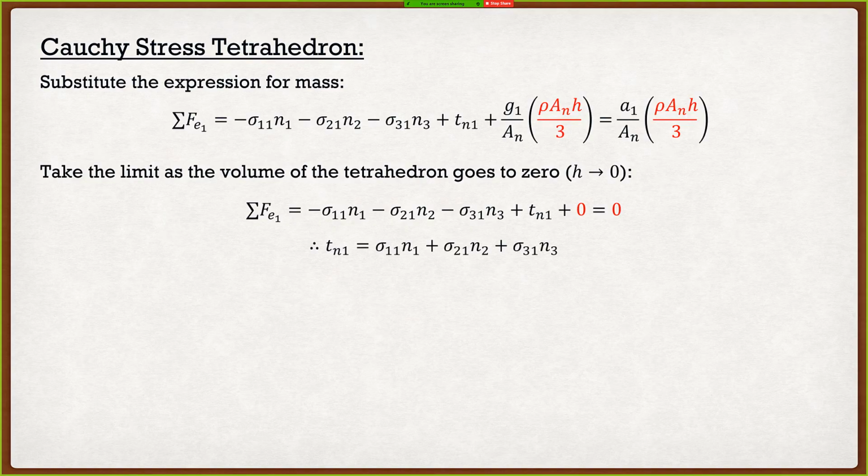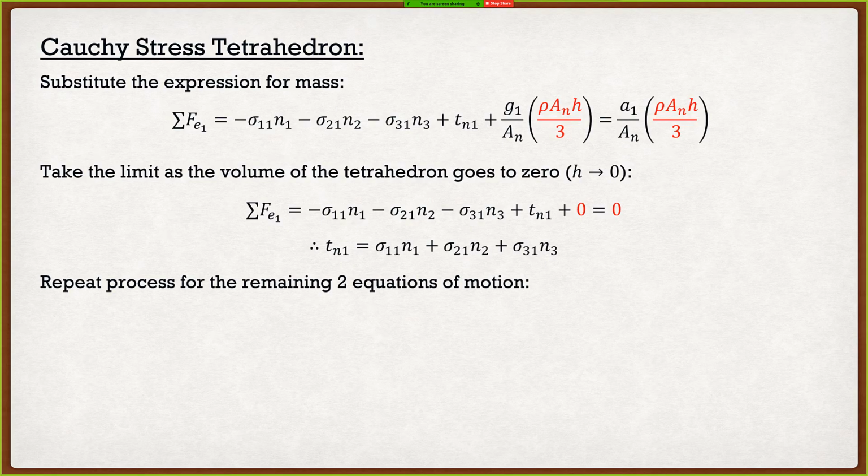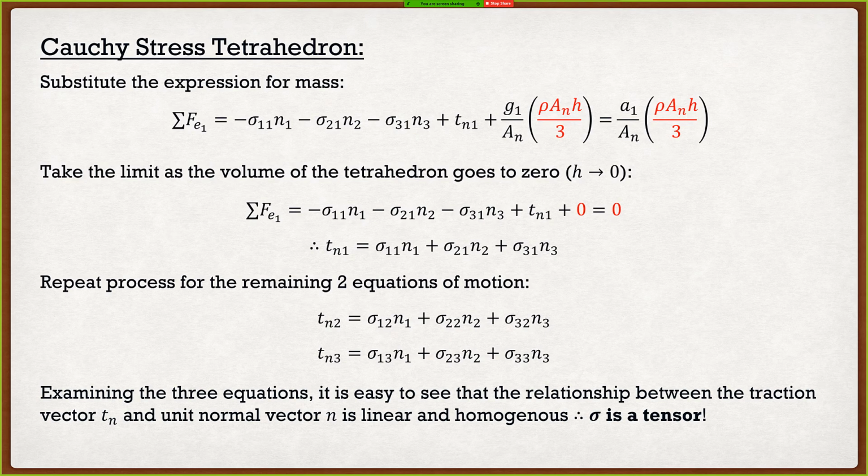Therefore, I can solve for Tn, which is equal to sigma 11 n1 plus sigma 21 n2 plus sigma 31 n3. I can repeat this process for the remaining two equations of motion, and I get Tn2 is equal to sigma 12 times n1, sigma 22 times n2, sigma 32 times n3, and then the same thing for Tn3. Now, if we look at these equations, Tn1, Tn2, and Tn3, we can see that there's a very nice linear homogeneous relationship between the traction vector and the normal vector. And it has to do with that sigma there. That sigma is going to be a tensor. All right, this is the whole key here.